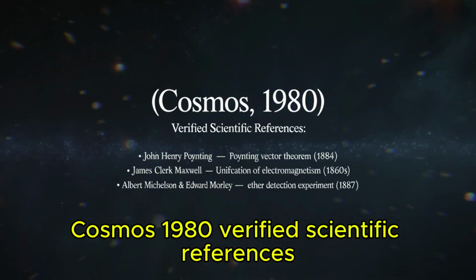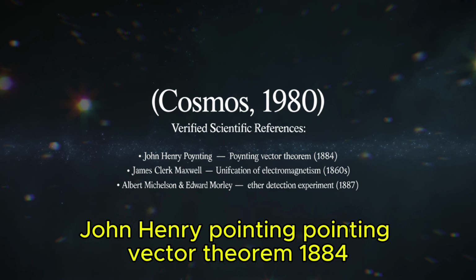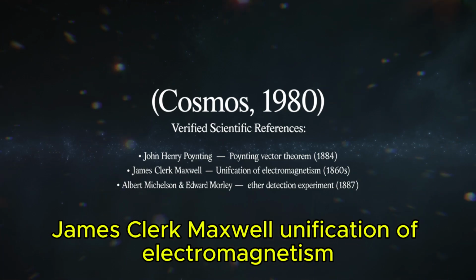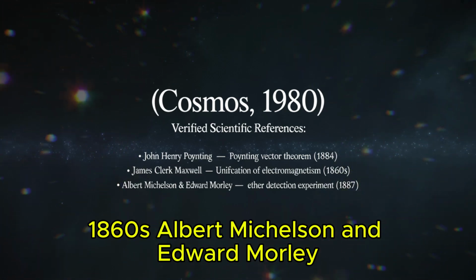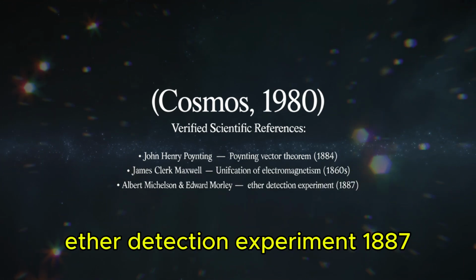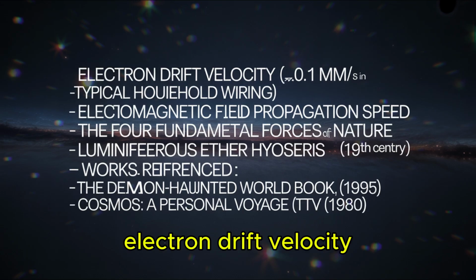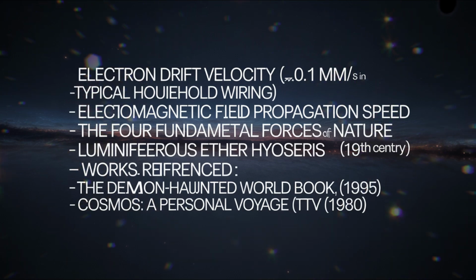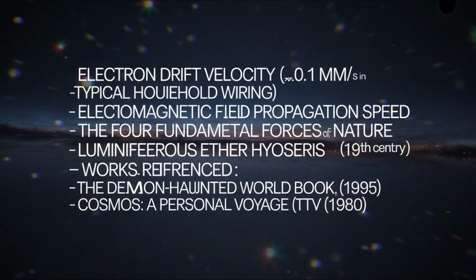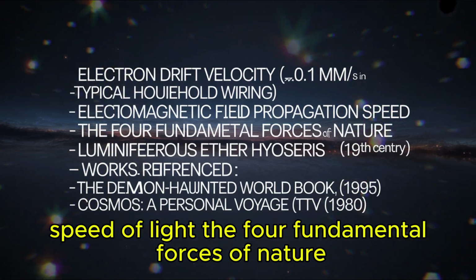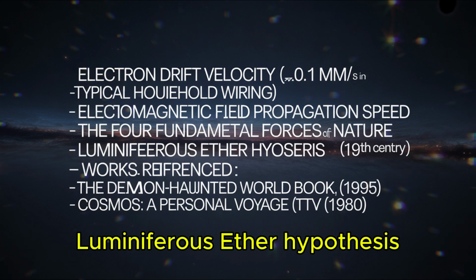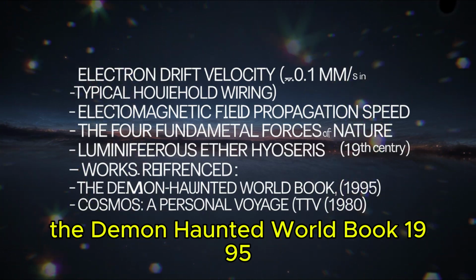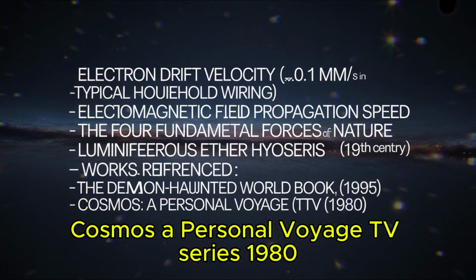Cosmos, 1980. Verified scientific references. John Henry Poynting, Poynting Vector Theorem, 1884. James Clerk Maxwell, Unification of Electromagnetism, 1860s. Albert Michelson and Edward Morley, Ether Detection Experiment, 1887. Electron drift velocity, 0.0 millimeters per second in typical household wiring. Electromagnetic field propagation speed, speed of light. The four fundamental forces of nature. Luminiferous ether hypothesis, 19th century. Works referenced: The Demon-Haunted World, book, 1995. Cosmos: A Personal Voyage, TV series, 1980.